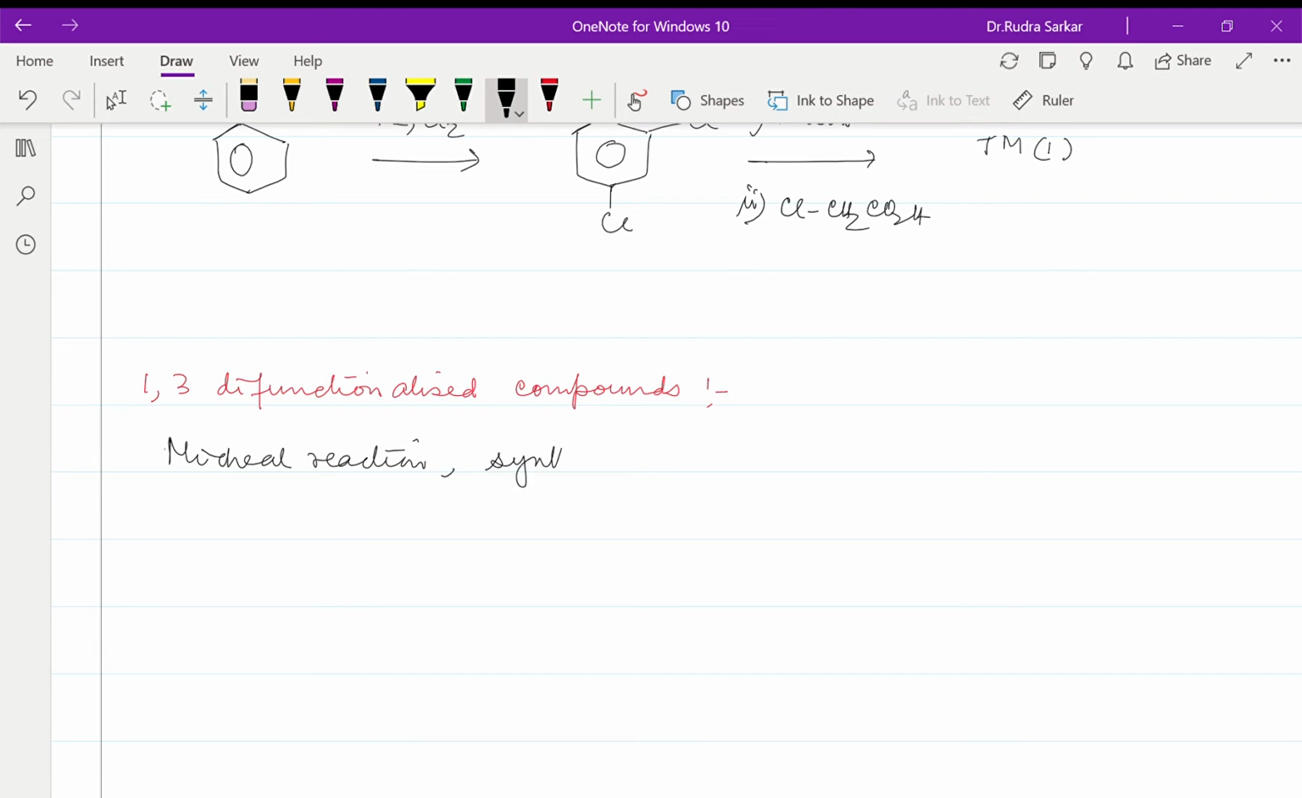So the synthons over here are Michael acceptors, which are basically the alpha beta unsaturated carbonyls, or they can be cyanides, or they can be nitro compounds.